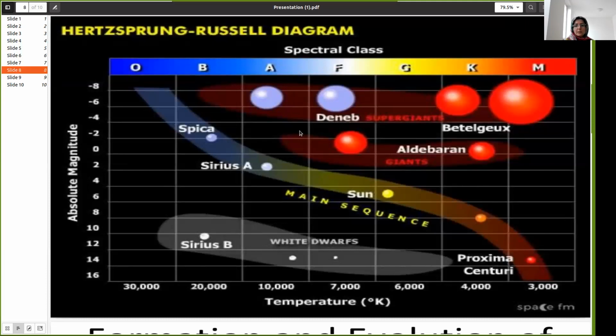What are they? We call this region giants and supergiant stars. Why? Because you see that the radius of these stars is much larger than these stars. So they are somehow near the end of their life, and they are very large, and we call them supergiant stars. For example, Betelgeuse in the Orion constellation. It has a temperature of 3,000 and about -4 to -8 magnitude.